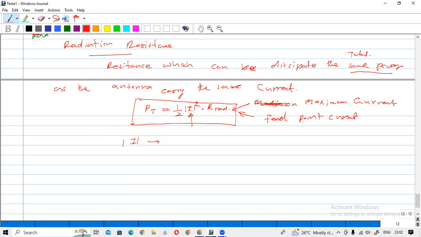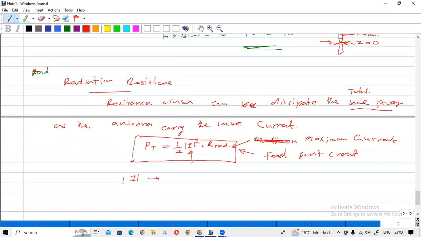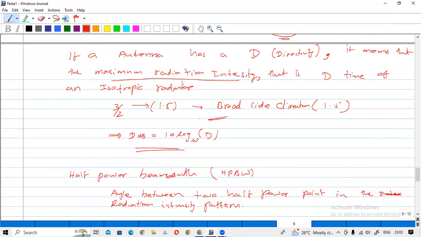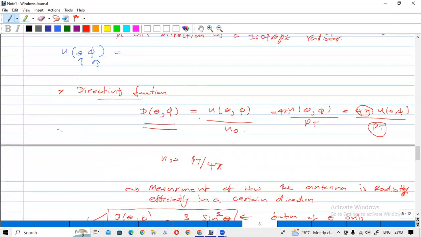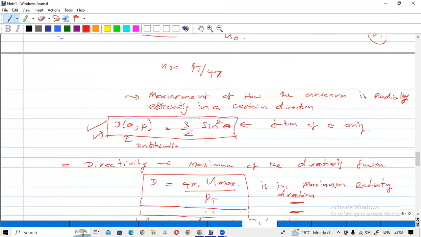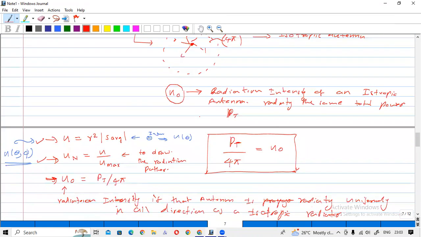We still don't know the current distribution or the value of the current, but we know that the current is uniform. If you are given the current flowing through the antenna and the total power, you can find the radiation resistance. I think for our course, this discussion will be enough.